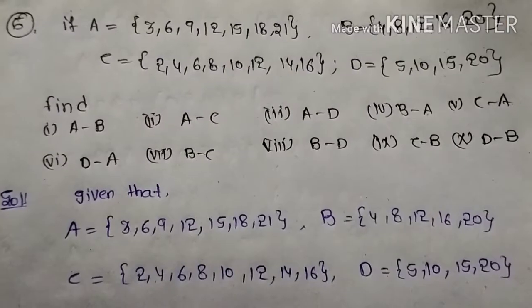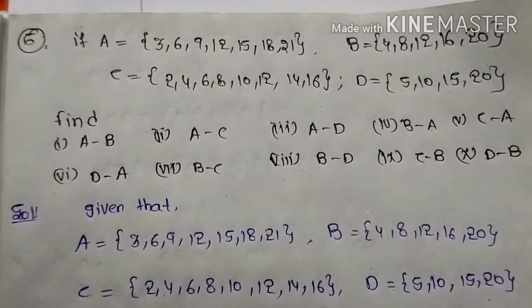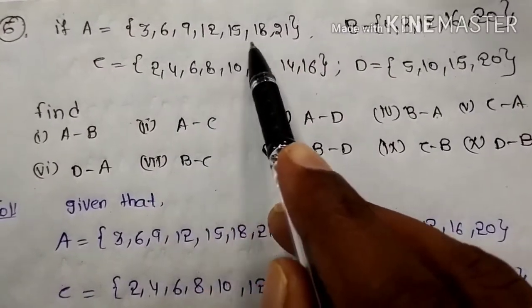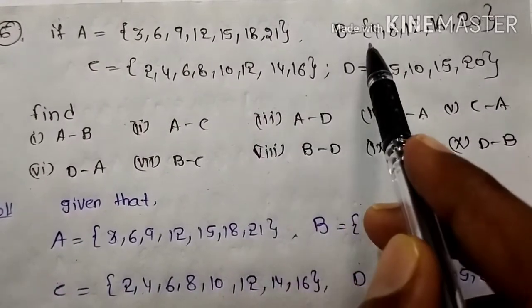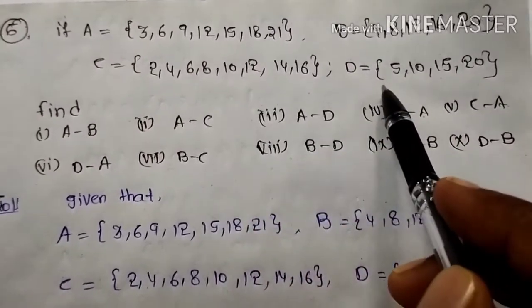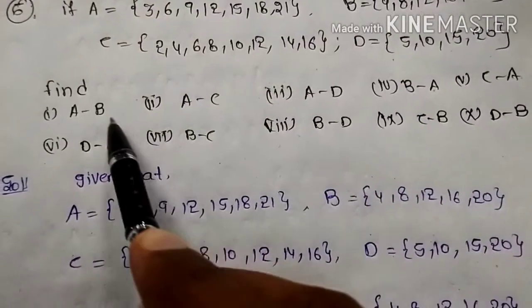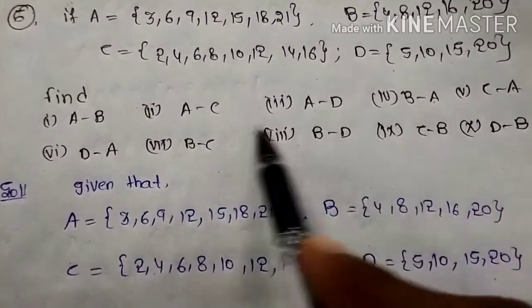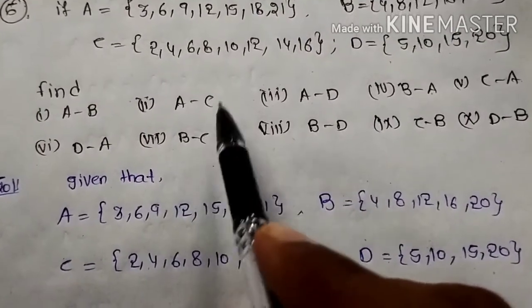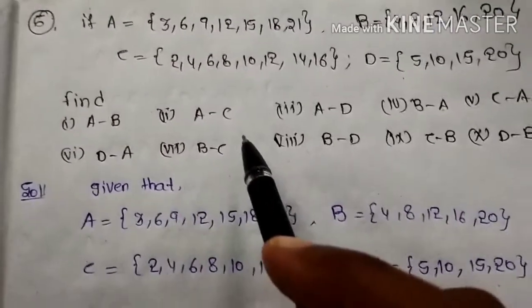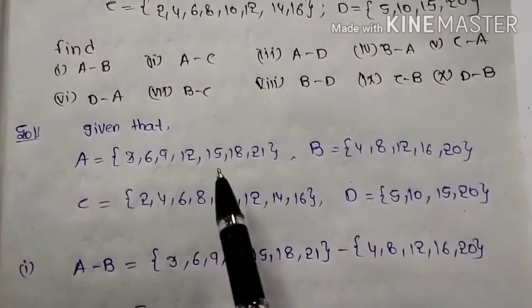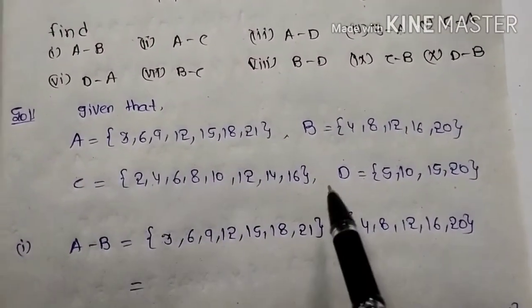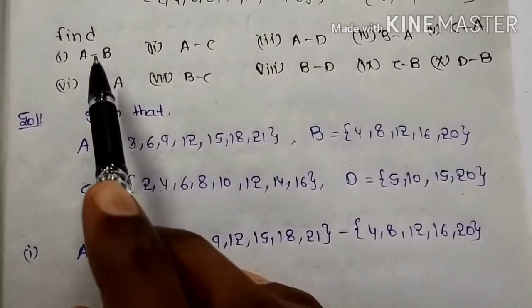Yes or no? Now you can see question number 6. If A is equal to 3, 6, 9, 12, 15, 18, 21, and B set, C set and D set they have given already. They are asking to find A minus B, A minus C, A minus D, B minus A. That means we need to find the difference of the two sets. You know how to find the difference. First of all, I am writing what they have given in the question: given A, B, C, D sets.